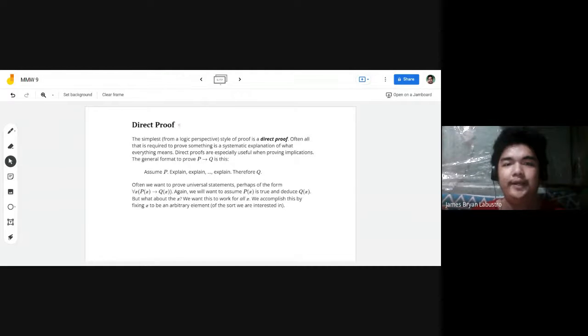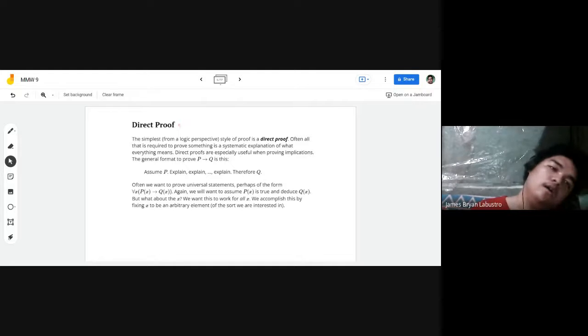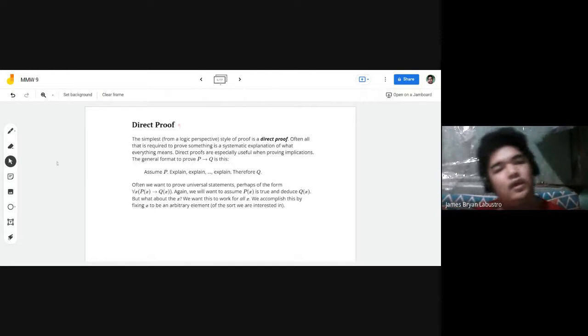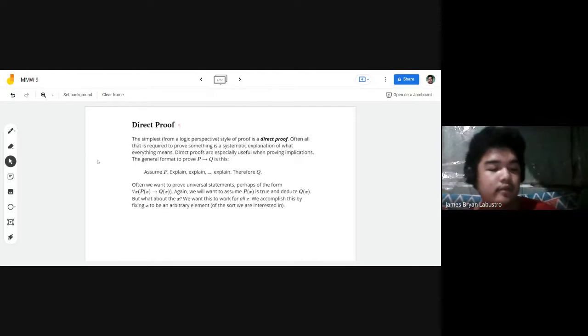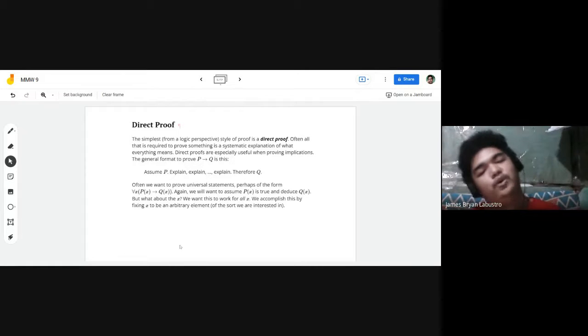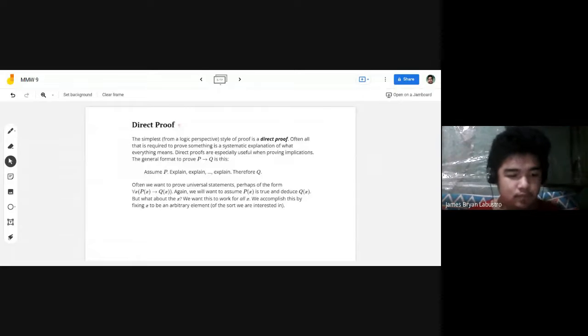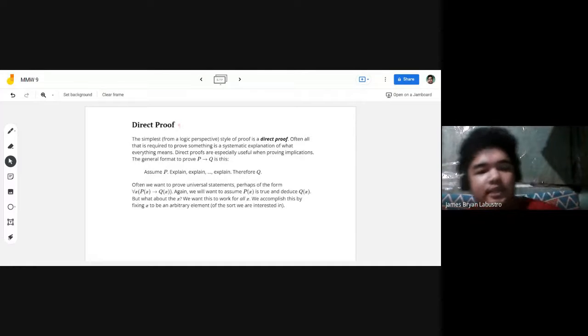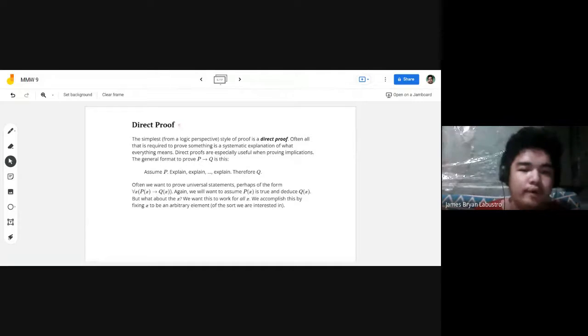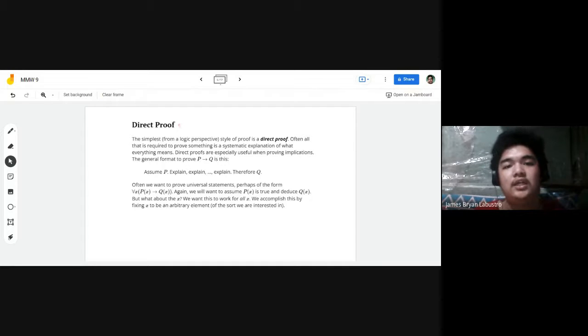So, for today, we're going to use direct proof. So, how are we going to use direct proof? So, sa direct proof, ang goal ni direct proof is direct siya talaga. Okay. From the definition from the module, wait, kasi naglalag pa.